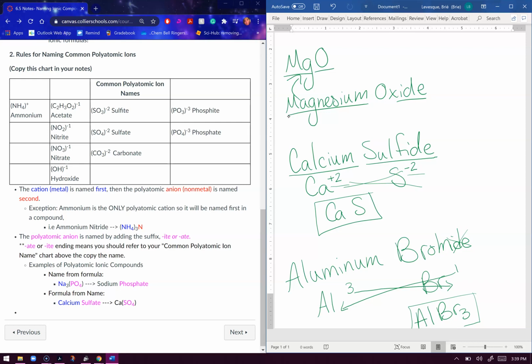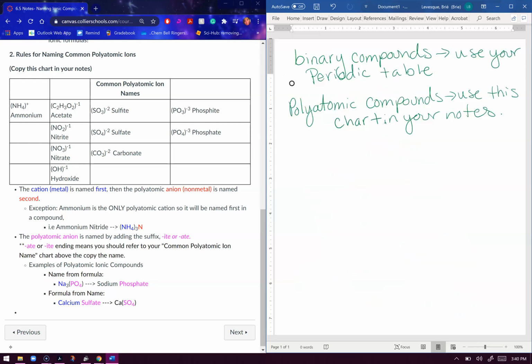and it's going to help you be successful. So whenever you're naming binary compounds like we just did, you're going to use your periodic table to find the elements. Whenever you have polyatomic ions, you're going to use this chart. And you can tell that you have a binary because you have 2 capital letters. Whenever you have a polyatomic, you're going to have 3 or more capital letters. Okay, so the use of capital versus lowercase lettering is super important because every element starts with a capital letter.